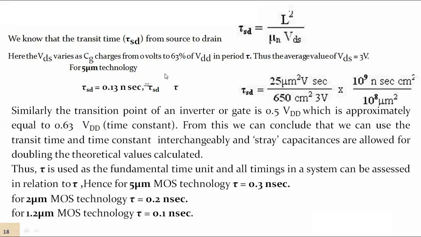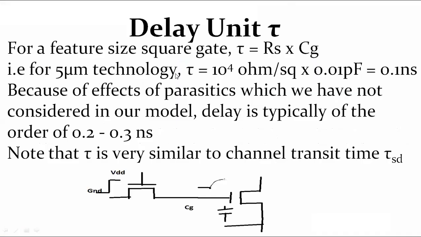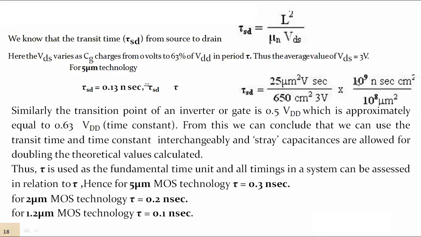In the previous example for a 5 micrometer technology, we calculated 0.01 nanoseconds, considering the sheet resistance and square CZ value. In the previous example, we calculated a delay unit tau with respect to sheet resistance and square CZ. From this we took the value for delay time, that is 0.01 nanosecond. The same thing is derived from the expression transit time tau, which is equal to L square divided by mu n VDS. From this also we can calculate the transit time.